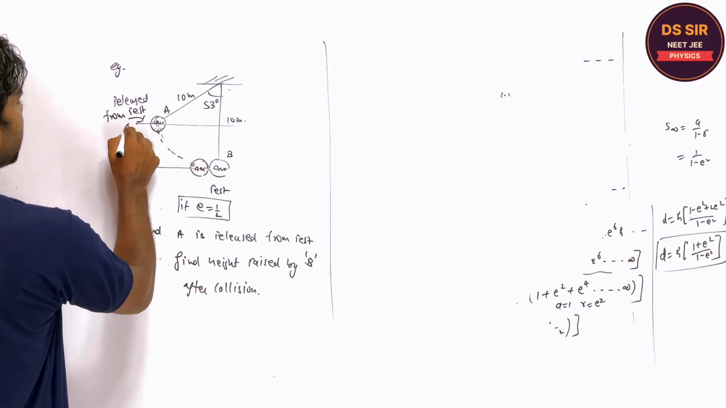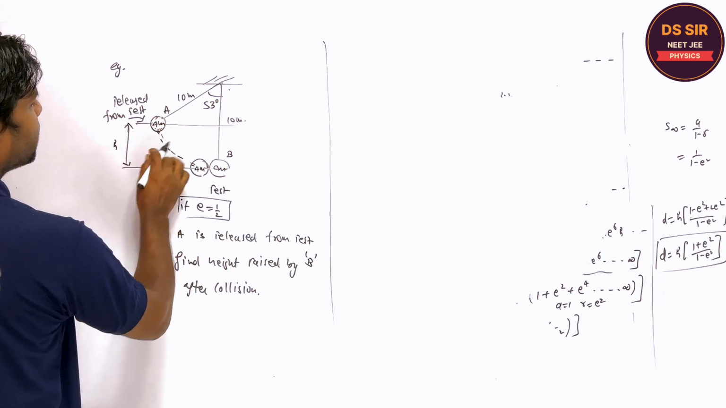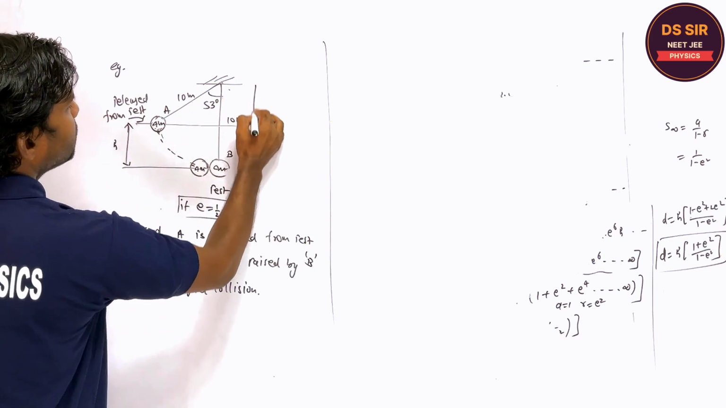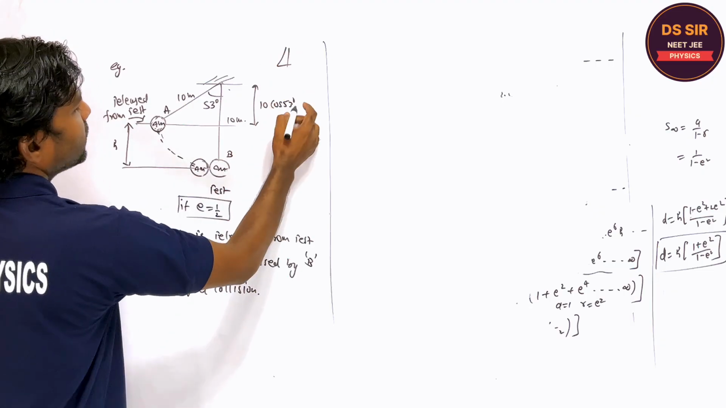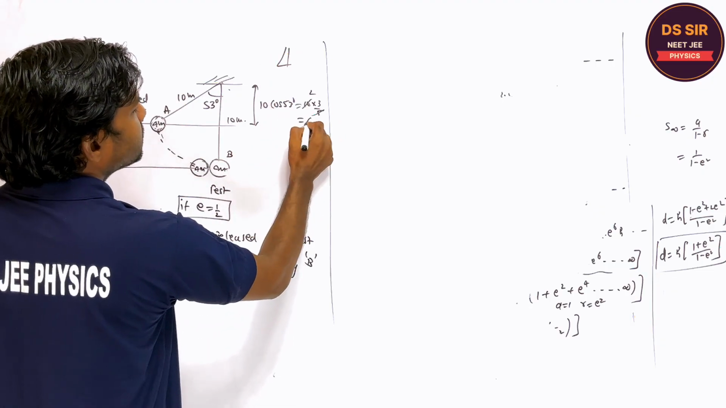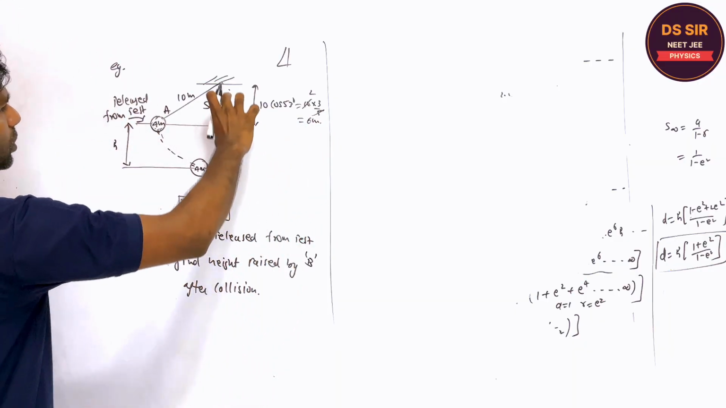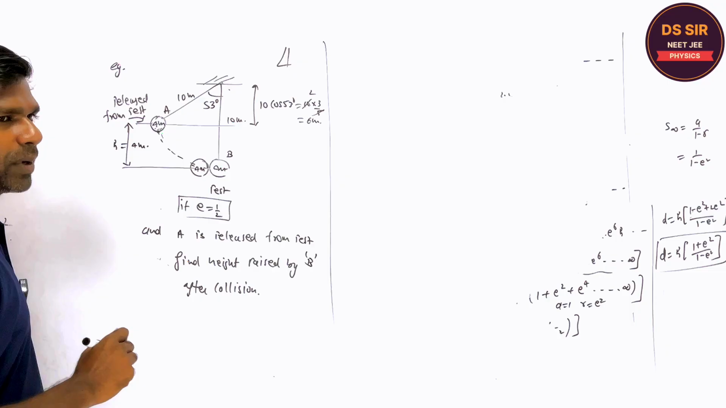So can you find the height descended by this 4m particle? Yes, we can find. This is 10, so this is 10 cos 53. What is the value of cos 53? 10 into 3 by 5, 5 twos are 10, so 6 meter. So if this is 6 meter, this is 10, so 4 meter is the height descended by this.